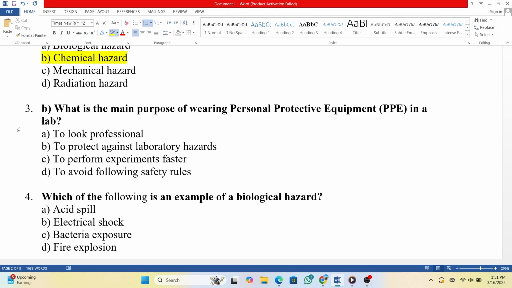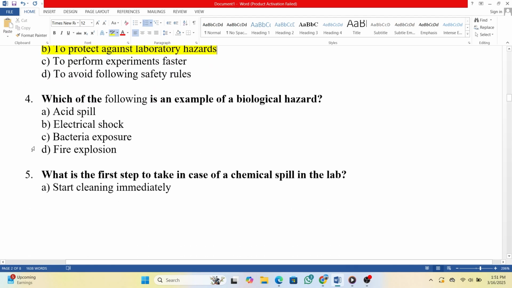3. What is the main purpose of wearing personal protective equipment, PPE, in a lab? A. To look professional. B. To protect against laboratory hazards. C. To perform experiments faster. D. To avoid following safety rules. Answer, B.